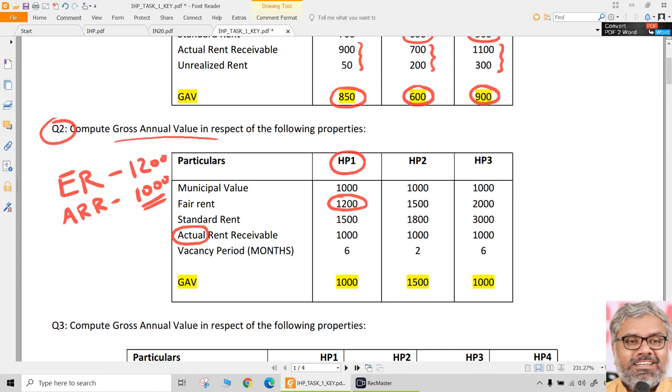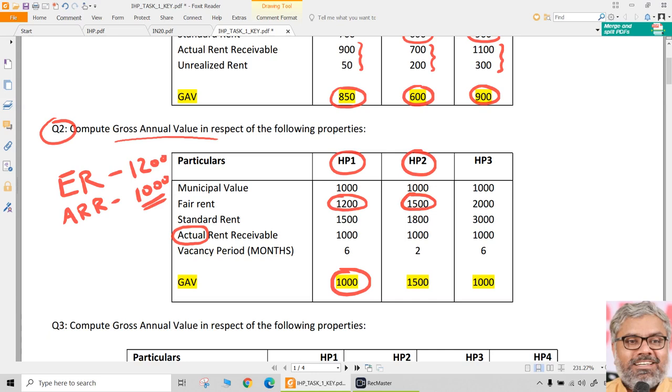Because if the vacancy was not there for 6 months, the ARR would have been, we don't have to take it, but we have to just compute it, 2000, which would have been higher than expected rent. But because of vacancy only, ARR is lower than expected rent. That means ARR should be taken as gross annual value. So 1000 is the answer for first house property, gross annual value. Then house property 2, same logic, 1000 or 1500, 1500 or 1800, 1500 only, whichever is lower.